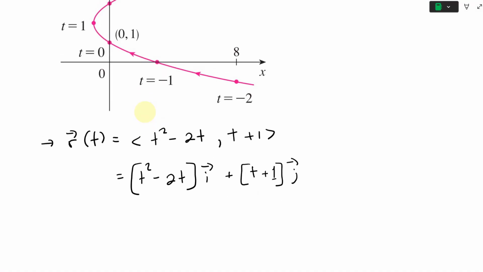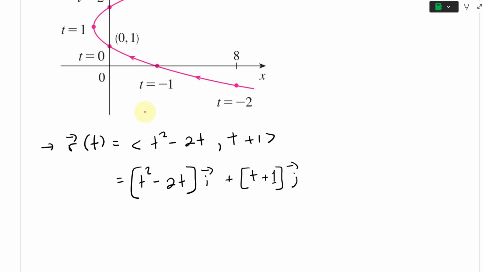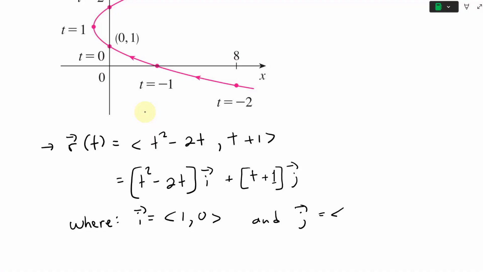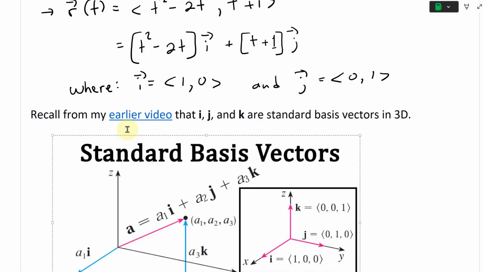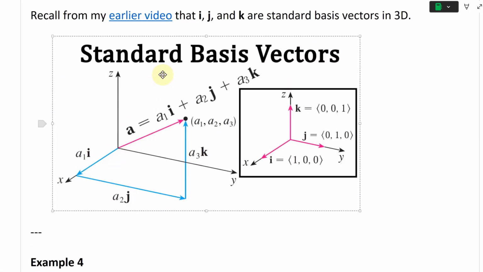In this case, because we're dealing with 2D, i is just the standard basis vector (1, 0), which follows along the x axis, and the j vector is (0, 1). Here's a quick recall from my earlier video that i, j, and k are standard basis vectors in 3D, but if you just have i and j, that's just 2D.